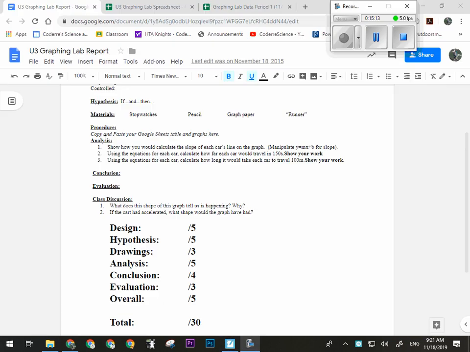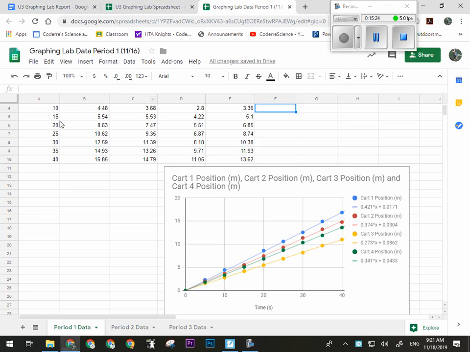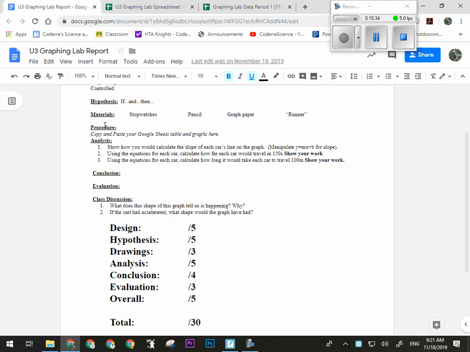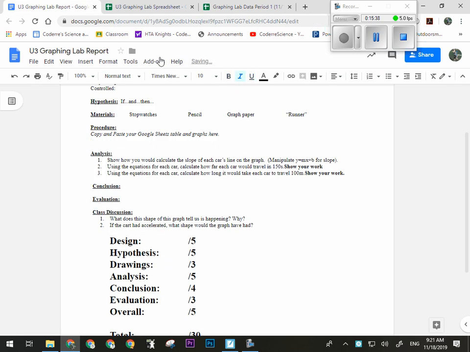In your lab report, under procedure, it says copy and paste your Google Sheets table and graph here. So this is what I want you to do. You've got your data here. Highlight it all. Copy it, so like Control C. Copy it over, come back to your lab report and put it here, so Control V.